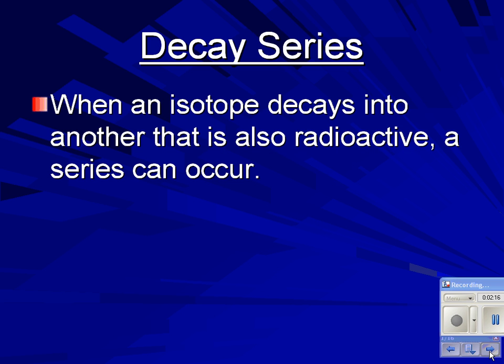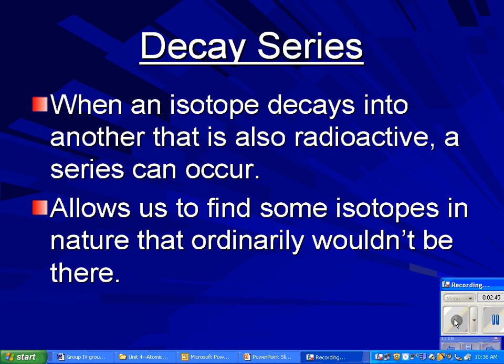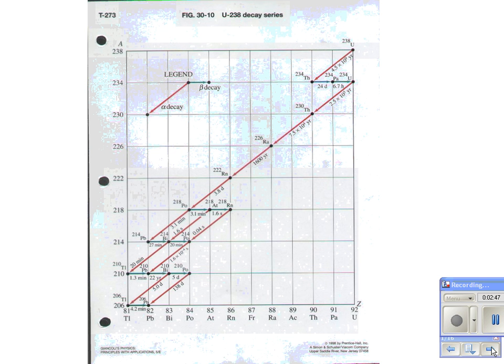When an isotope decays into another isotope that's also radioactive, then the process will continue. It's kind of like an avalanche almost. And this is one of the reasons why we can find some isotopes in nature that normally probably wouldn't be there, because you have this parent product that will decay into it. Bless you. And as some things decay, they go away, but then something else can be decaying into it, and it can then be there. So let's look at what a decay series might look like.